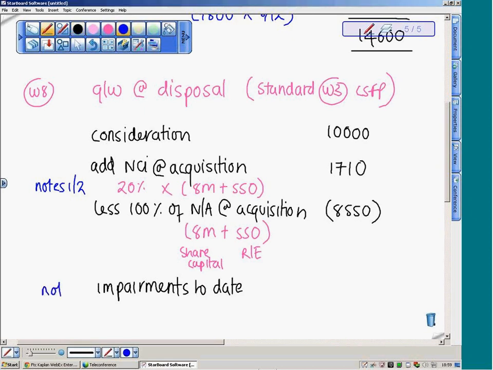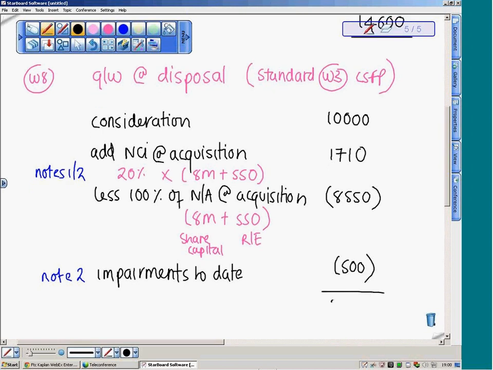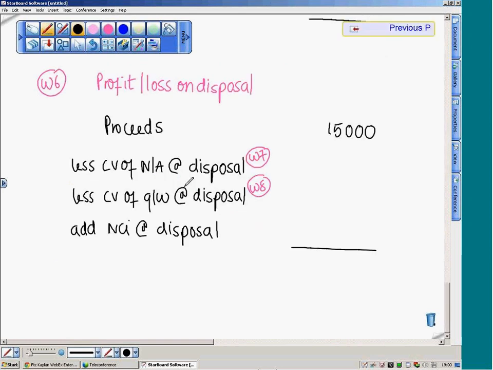He did tell me in note 2 was the impairment relating to Perez of 500. That gives me the 2660. So at this stage, I've completed all of my workings that are relevant to deal with my disposal, so I can plug in my numbers into my profit or loss disposal calculation.